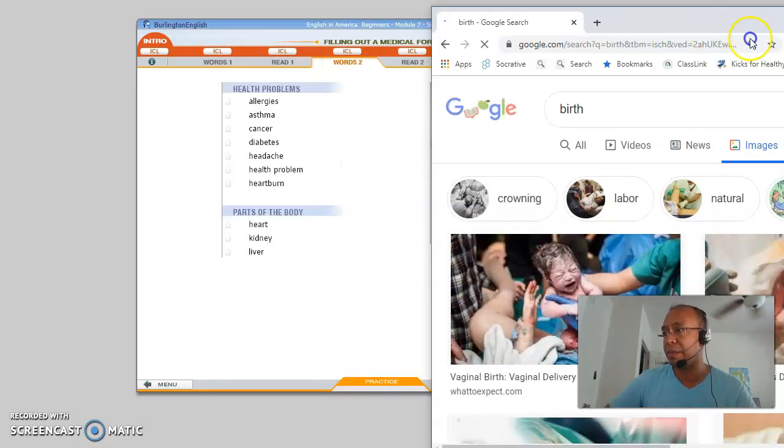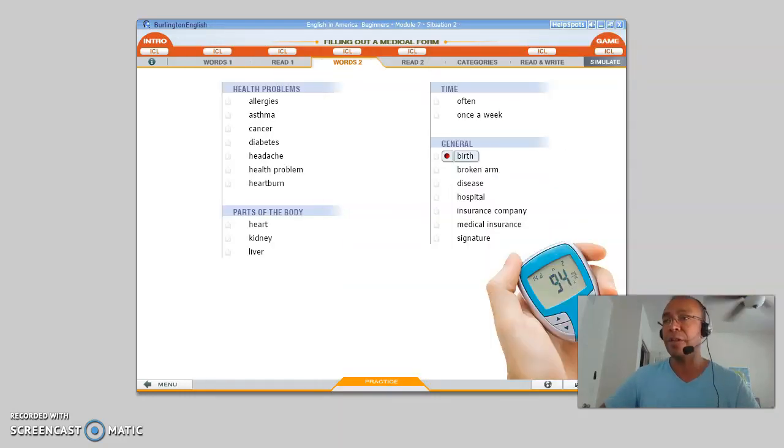Birth. Okay? That's why you say birthday. When is your birthday? The day that you were born, the day that your mother had you, brought you into this world. Birth. Happy birthday to you, by the way, if it's your birthday.